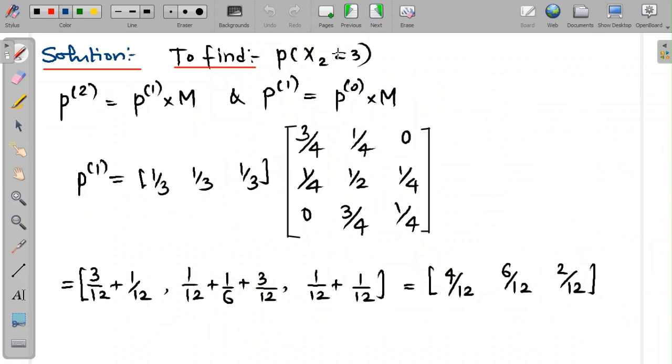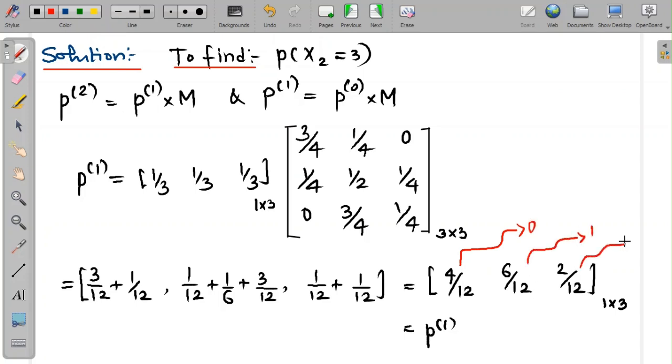Since two time steps have elapsed, we will find out P2. And to find P2, we'll need P1. And to find P1, we'll need P0. P0 and M are as given in the problem. We multiply this 1 by 3 matrix and then the 3 by 3 matrix, which means P1 is again a 1 by 3 matrix with answers as 4 by 12, 6 by 12, and 2 by 12. So this is the answer for P1, the probabilities after one time step. So after one time step, the system is in state 0 with a probability of 4 by 12, in state 1 with a probability of 6 by 12, and in state 2 with a probability of 2 by 12.